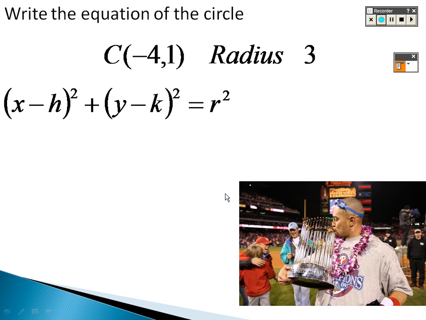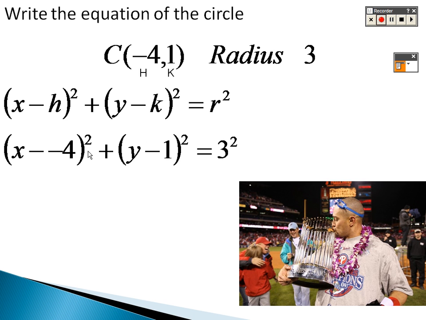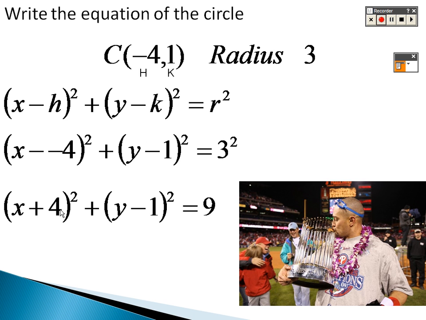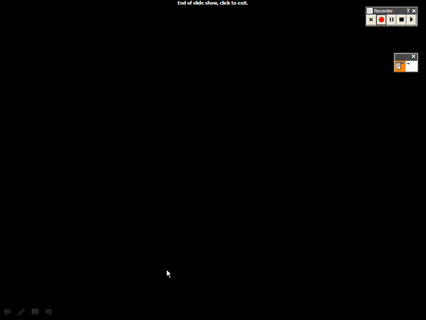Try it out again. Write the equation of a circle. They're telling me the radius is 3, so 3 squared is going to be 9 out here. And the center, I just plug them in, h and k. So there's h, there's k. That's plus a positive, and 3 squared is 9, so there's your equation of the circle.